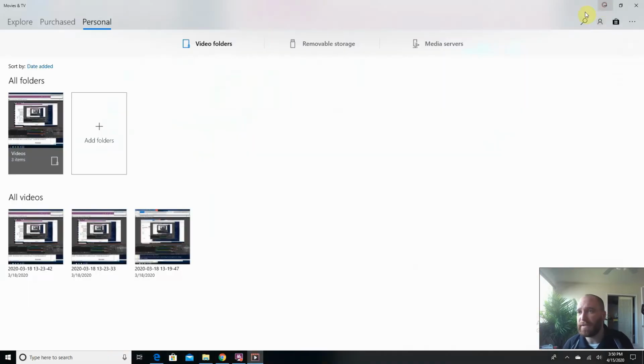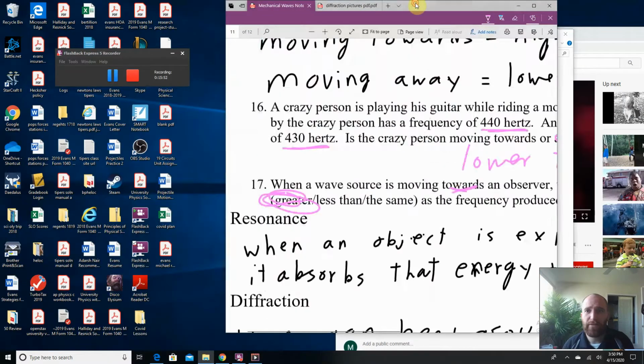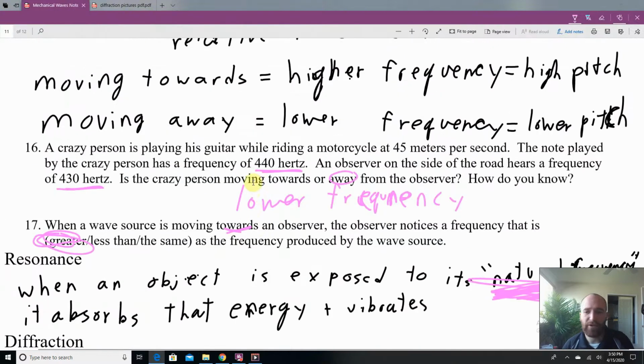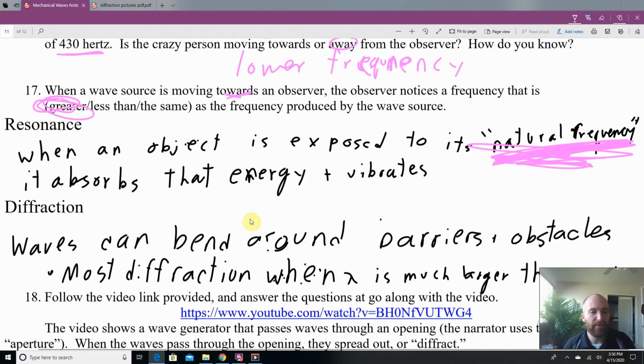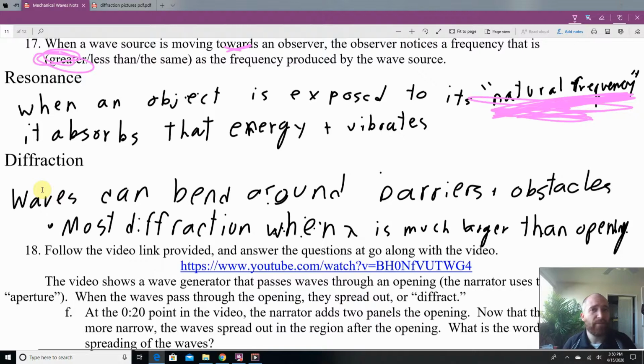that's resonance. Last up for today is diffraction. So diffraction is just another thing that waves do. So waves have this ability to do something where they can bend around, this is written pretty badly, bend around barriers or obstacles. Bend around barriers and obstacles.